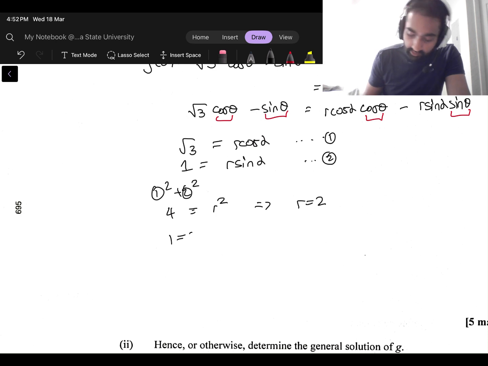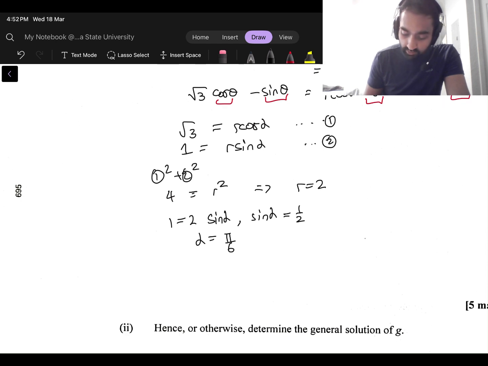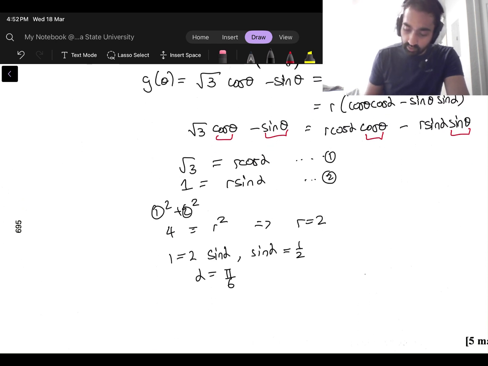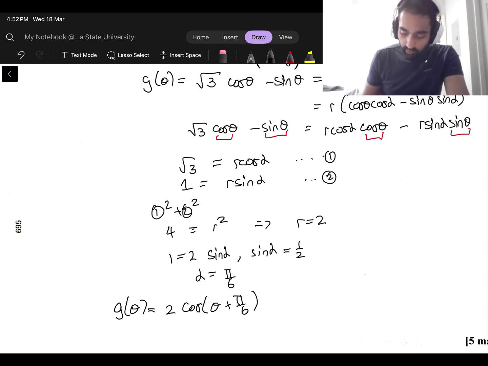And then the last thing is to substitute 1 is equal to 2 sine alpha. So then sine alpha is equal to a half. So then alpha is equal to 30 degrees, or pi on 6. So then putting that back, I get g of theta is equal to 2 cosine theta plus pi on 6, which is the exact form they wanted.